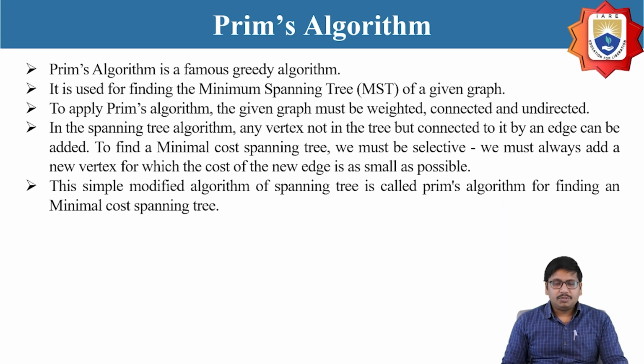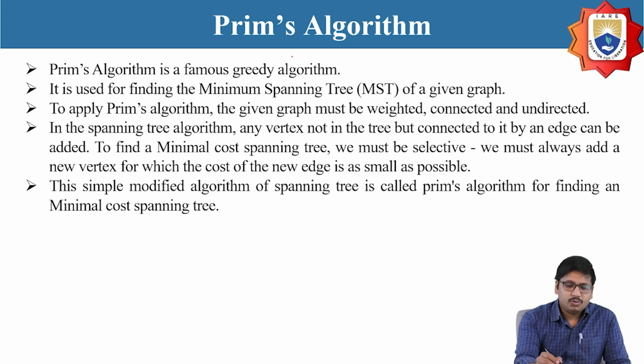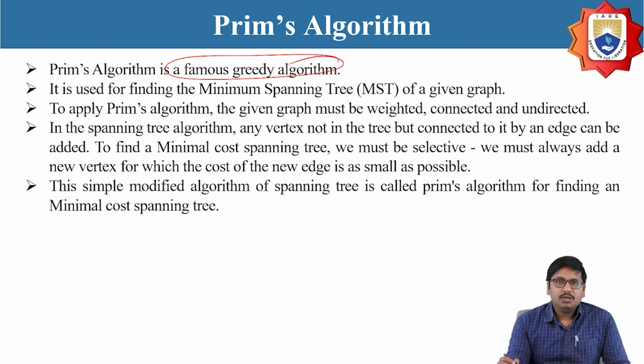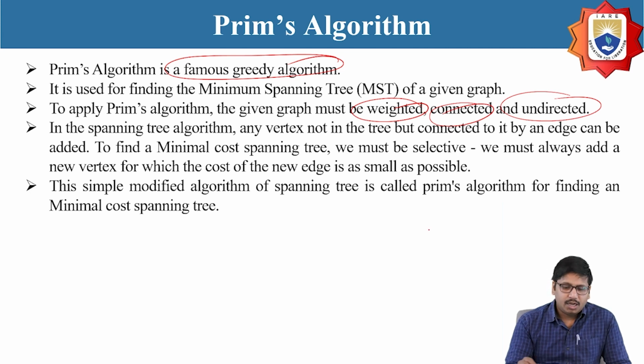And the next one is Prim's algorithm. Prim's algorithm is also a famous greedy algorithm. Normally this is used for finding the spanning tree of a given graph. To apply this algorithm, the given graph must be weighted, connected, and undirected. So Prim's algorithm follows the greedy approach, but the initial constraint is that the graph be weighted, connected, and undirected. In the spanning tree, any vertex not in the tree but connected by an edge can be added. To find the minimum cost spanning tree, we must select.